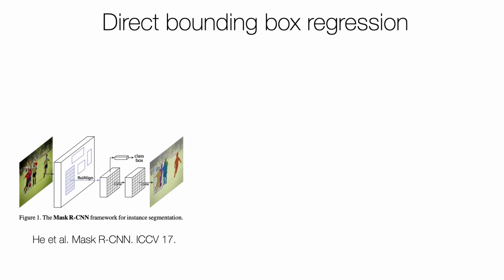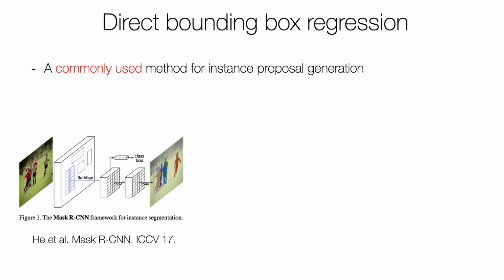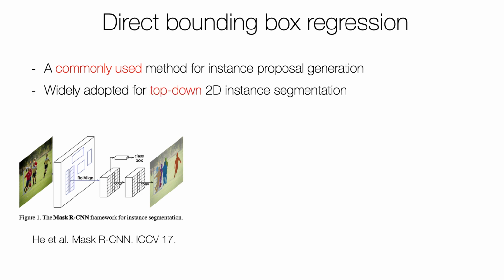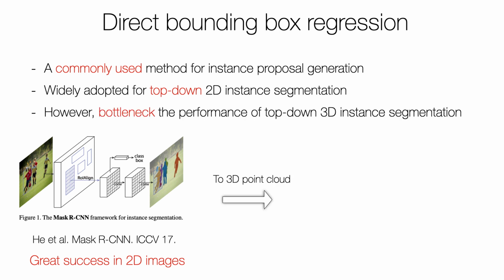A common way that existing methods generate instance proposals is to directly regress the bounding box, outputting the proposals from a following segmentation module. This bounding box regression is widely used in 2D top-down instance segmentation, leading to the successes of top-down methods in the 2D domain. However, the success for 2D top-down methods does not carry over into 3D instance segmentation benchmarks, where bottom-up strategies dominate in performance. In this work, we argue that bounding box regression bottlenecks the performance of top-down 3D instance segmentation.